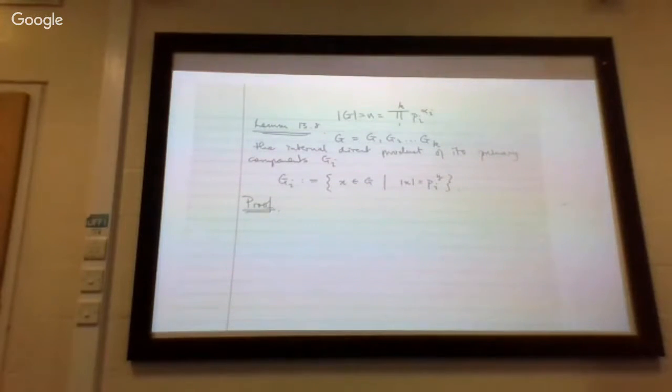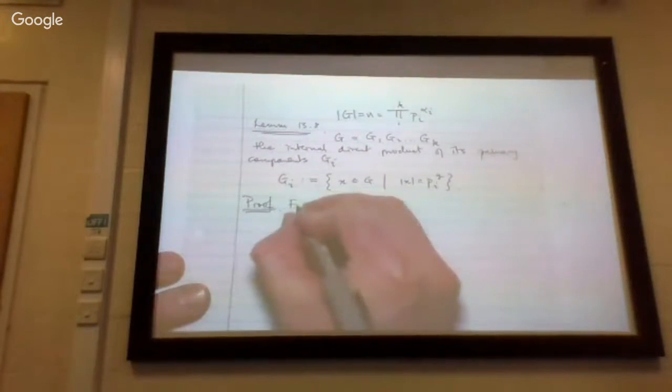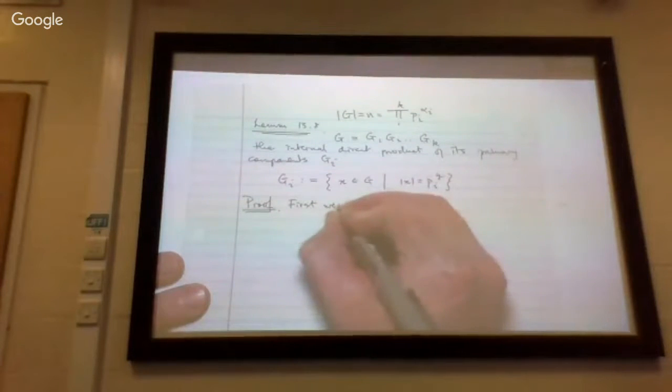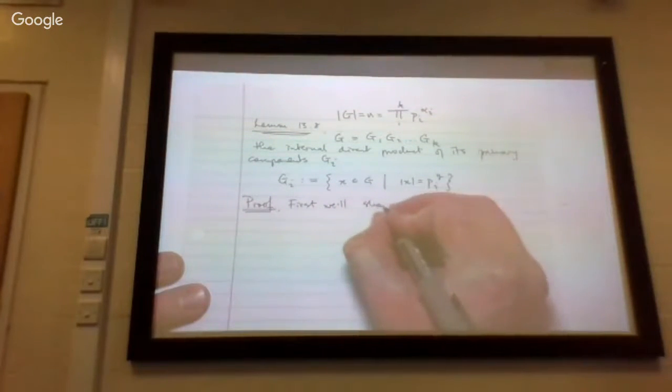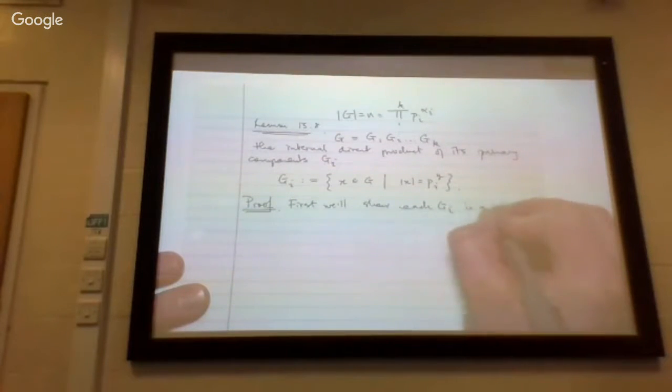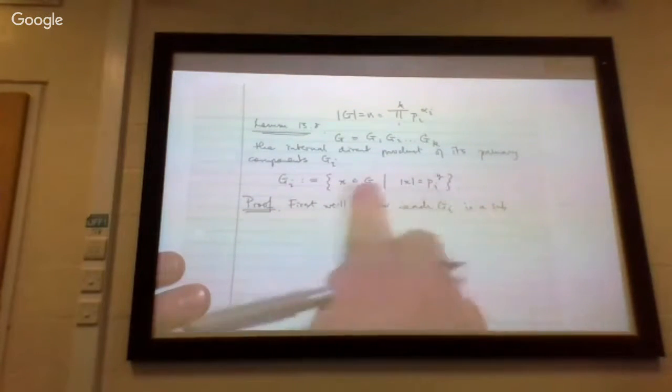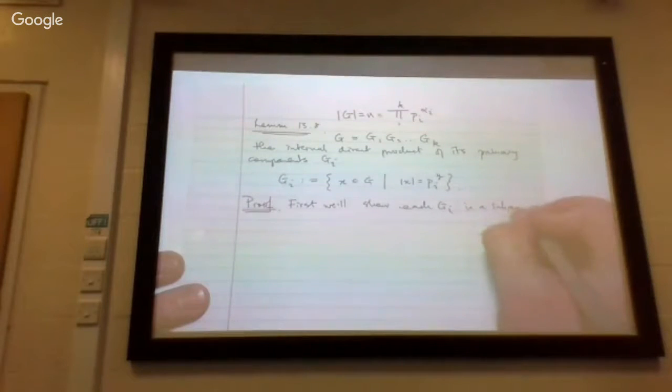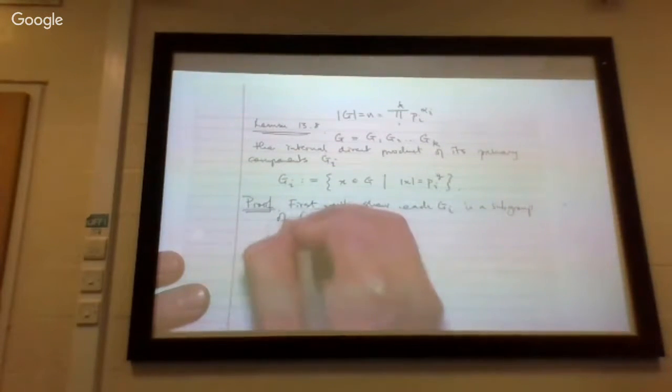So first of all, we must prove each of these primary components actually are subgroups. First, we'll show each G_i is a subgroup. At the moment, we just have it defined as a set of elements. We want to show it is a subgroup of G. Okay, this isn't too hard.